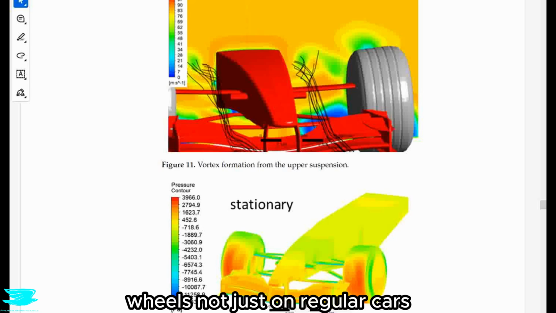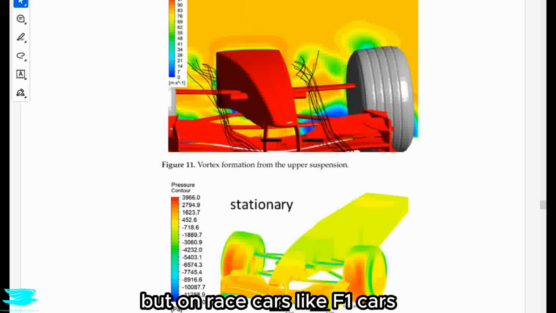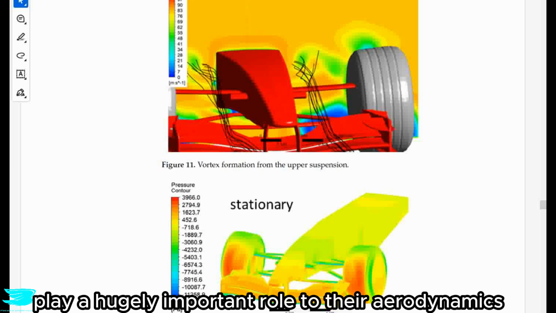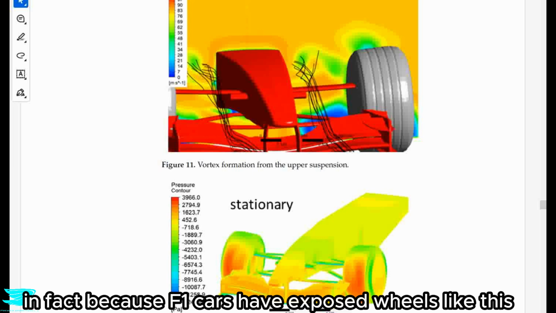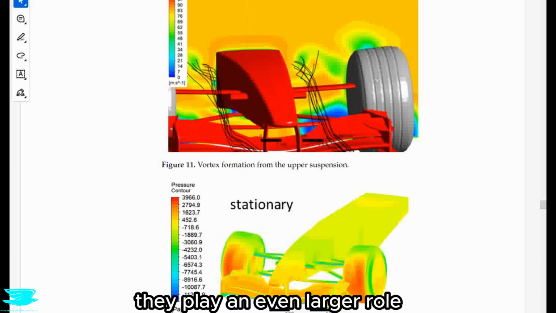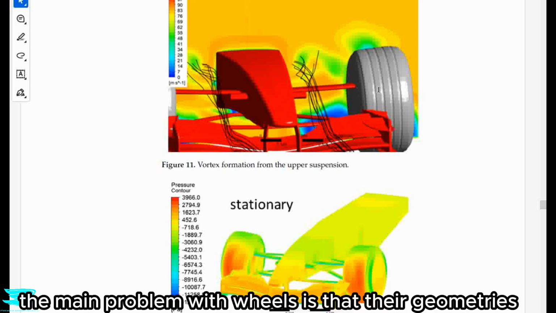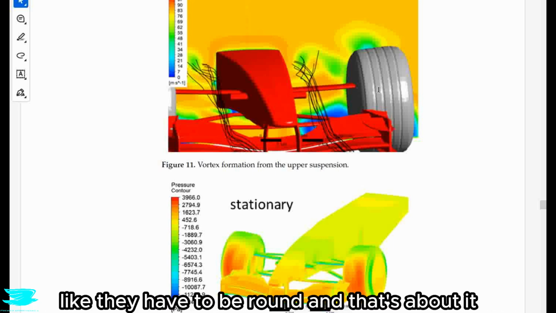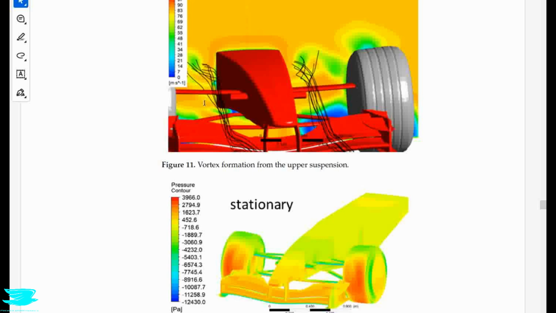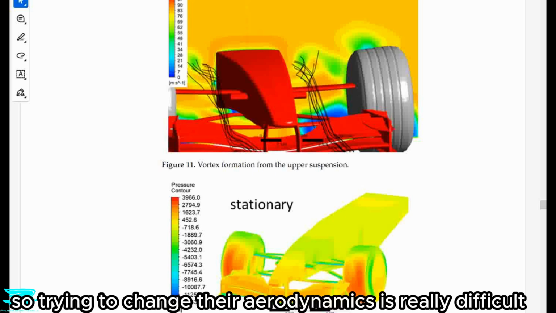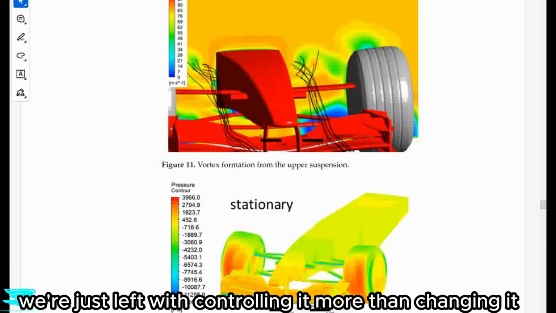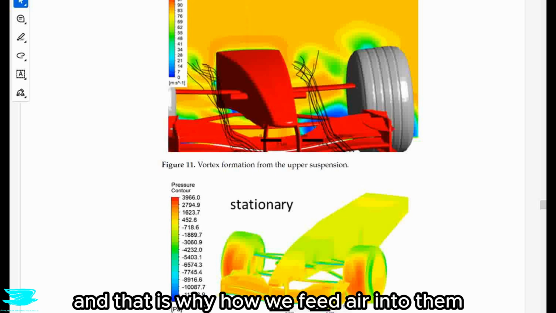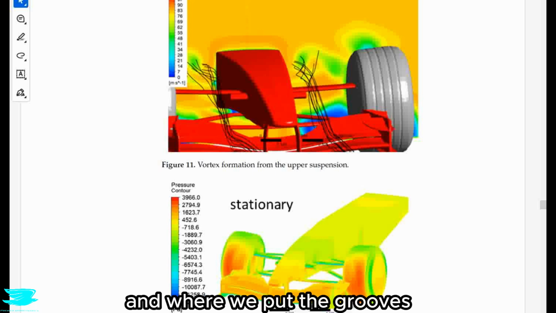Wheels, not just on regular cars, but on race cars like F1 cars, play a hugely important role in their aerodynamics. In fact, because F1 cars have exposed wheels like this, they play an even larger role. And the main problem with wheels is that their geometries are pretty much fixed, like they have to be round and that's about it. So trying to change the aerodynamics is really difficult, and usually we're just left with controlling it more than changing it. And that is why how we feed air into them and where we put the grooves matter.